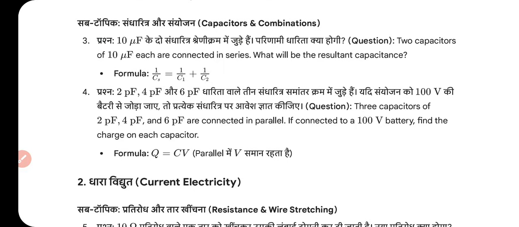What is the next type of question? Capacitors and their combination. This is a very important and highly predictive question in the CG Board class 12th paper, the most important category of question. Three capacitors of 2 microfarad, 4 microfarad and 6 microfarad are connected in parallel or series. If connected to a 100 volt or 200 volt battery, find the charge on each capacitor.